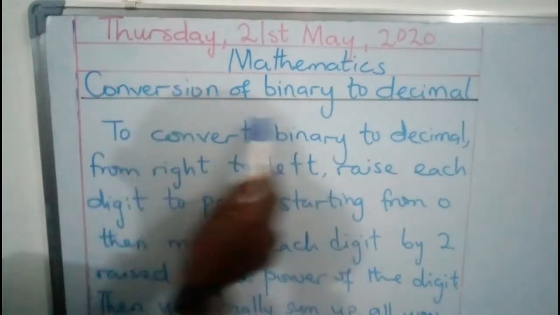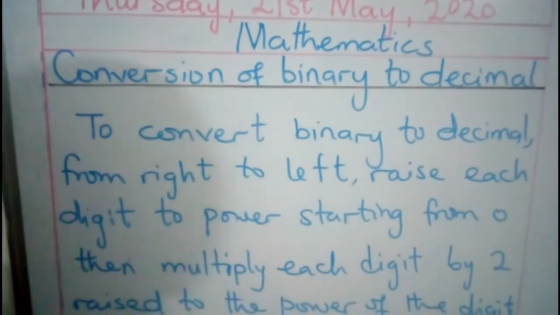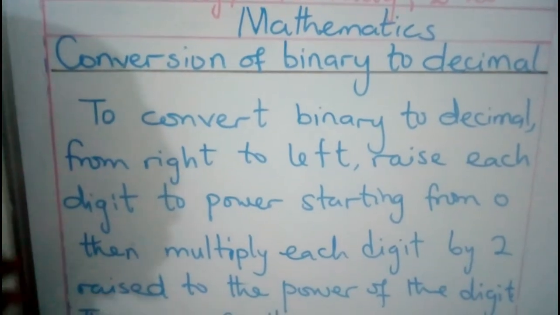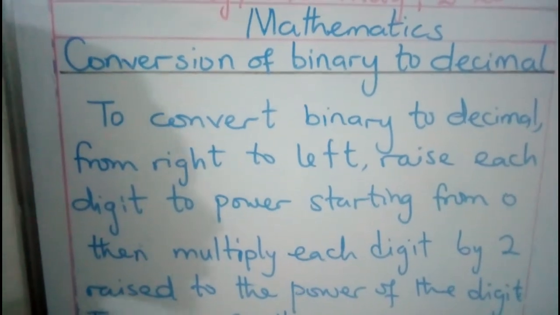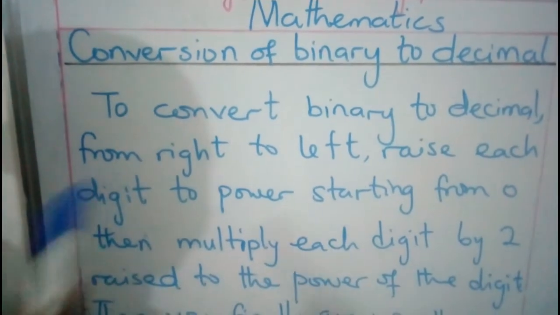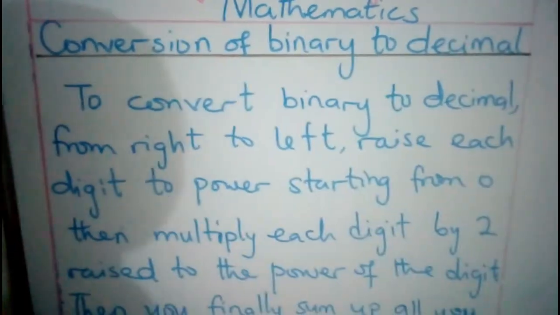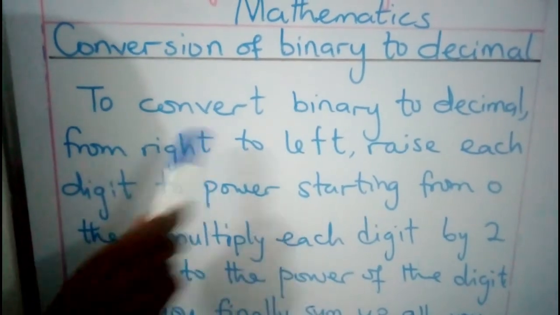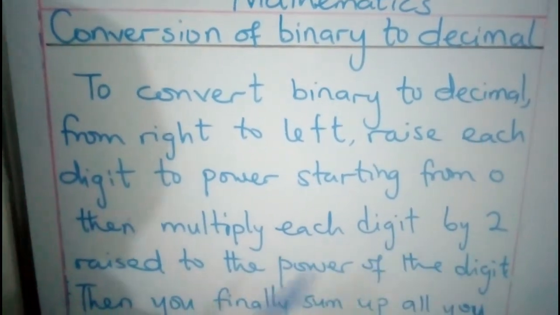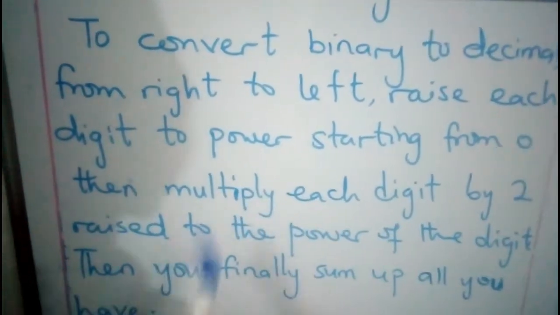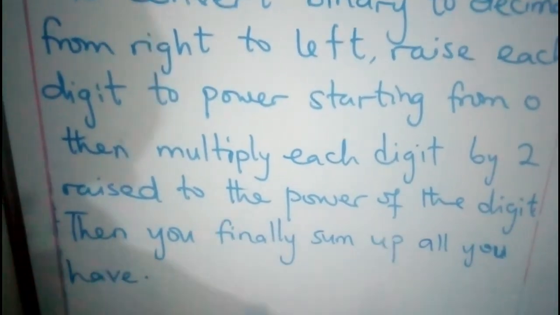Alright, conversion of binary to decimal, that is from base 2 to base 10. Alright, we have an instruction here. I will take you through the instruction. It might not really make sense at the onset, but by the time we apply it to 1, 2, 3 examples, you will quite understand what we're talking about. So let's read through the instruction. To convert binary, that's base 2, to decimal, base 10, from right to left, raise each digit to power starting from 0. Then multiply each digit by 2 raised to the power of the digit we have said earlier. Then you finally sum up all that you have.